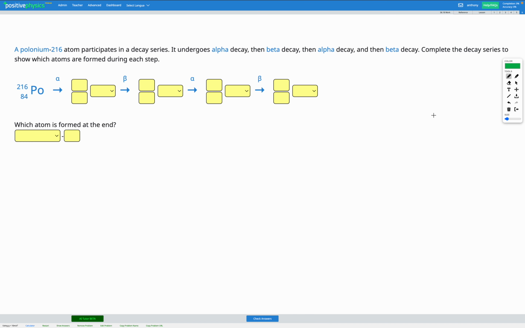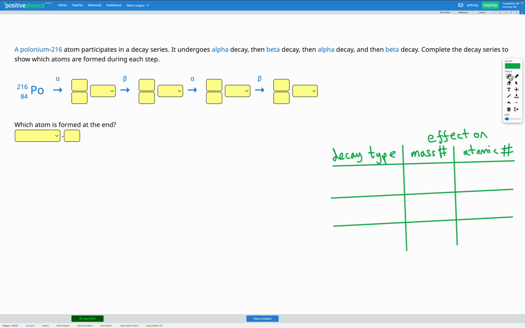So to do this, we're going to have to think about what happens in different types of decay. In alpha decay, we're emitting an alpha particle, which remember has 2 protons and 2 neutrons. So that's an atomic number of 2 and a mass number of 4. So if we're emitting an alpha particle, we're going to have to subtract 4 from our mass number and subtract 2 from our atomic number.